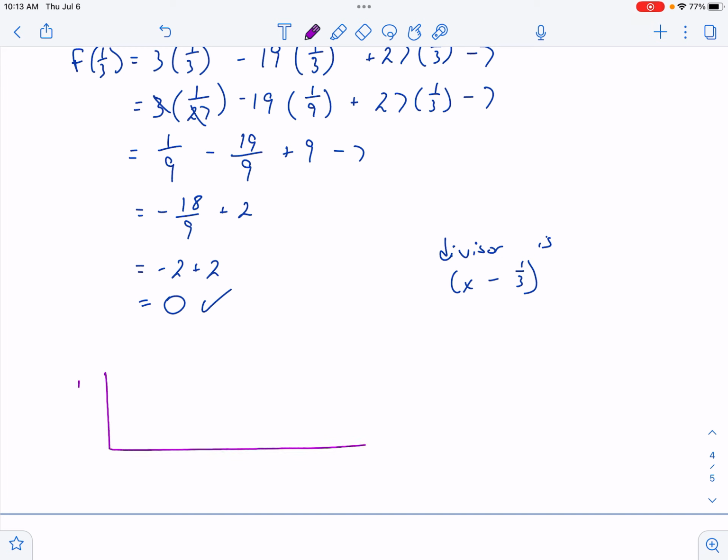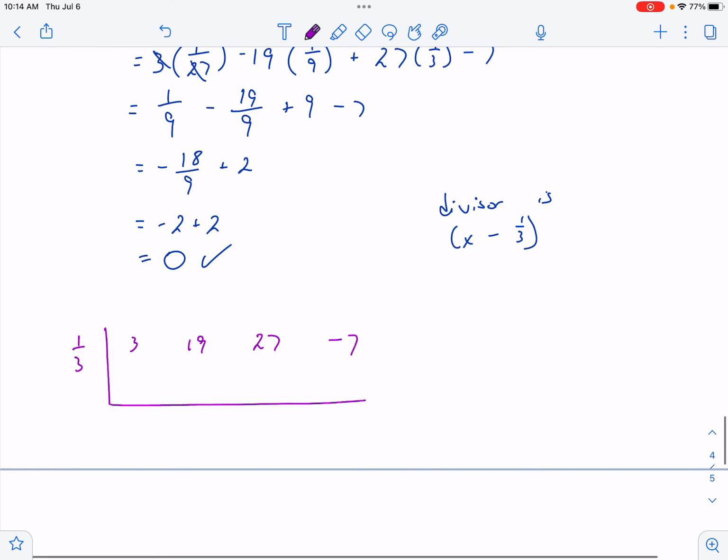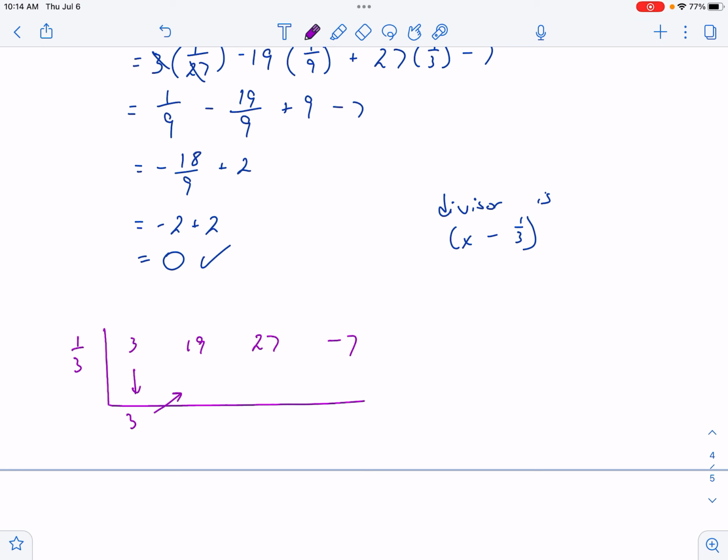Our factor is 1 over 3. Our coefficients are 3, negative 19, 27, negative 7. Nothing changes just because the divisor is a fraction. Literally nothing. Follow the same steps as before. Bring the 3 down. Multiply across. 3 times a third is 1. This should be negative. Add down.